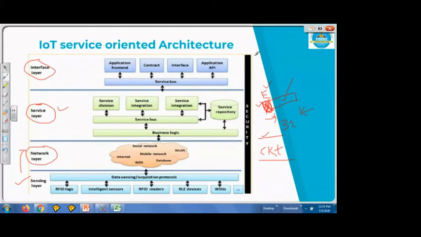Got it? And now if you observe on the right, there is an important aspect that spans all four layers. This is security.